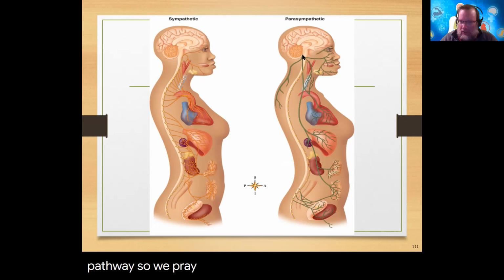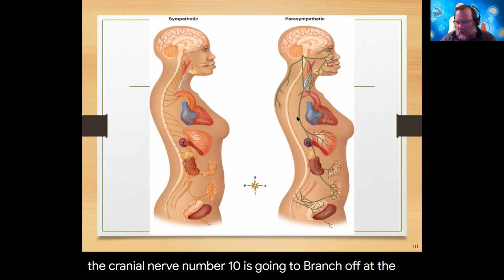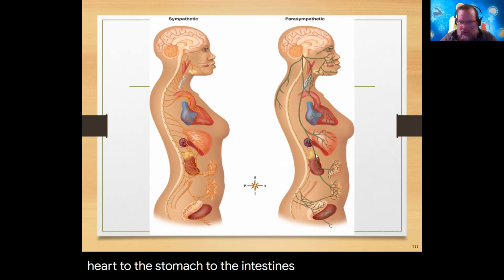So we primarily see the vagus nerve. I think we saw the vagus nerve last week. The wanderer, cranial nerve number 10, is going to branch off to the heart, to the stomach, to the intestines, to the liver, the pancreas, the kidney. I mean, it goes everywhere, right? So we're going to have that regulatory, keep everything in check, keep everything normal and in balance.